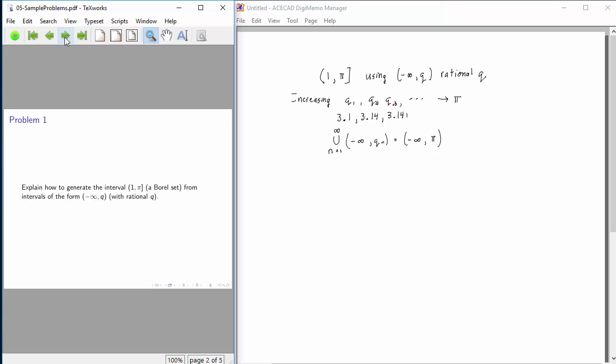Why is the interval open? Well, all these numbers are less than pi. The sequence merely converges to pi, and therefore pi itself is not in the interval. You have already proved that a sigma field is closed under countable intersections, and that's the trick we need in order to make the interval closed.